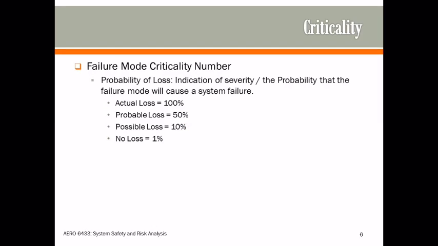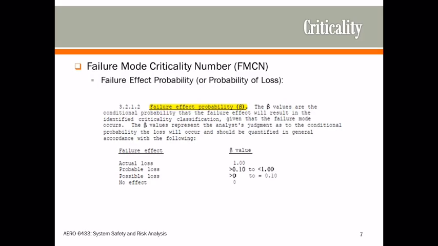Probability of loss, the third element in our equation, is the likelihood that the failure effect will result in the identified criticality classification. In other words, will it result in actual loss, probable loss, possible loss, or no loss? Probability of loss, that's the third element in our criticality number calculation.